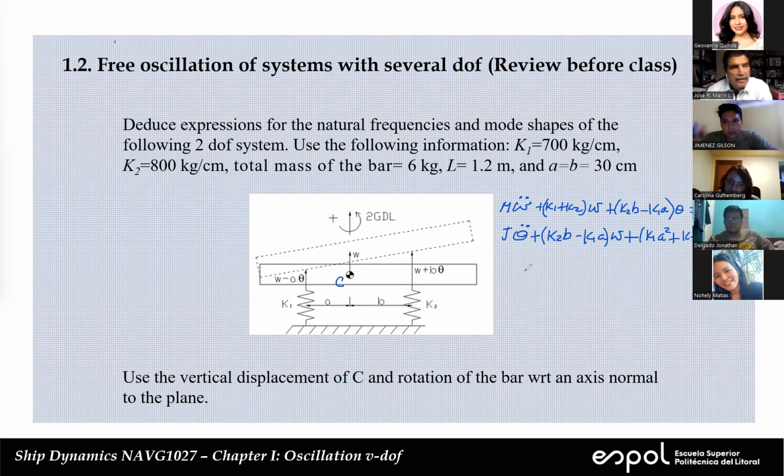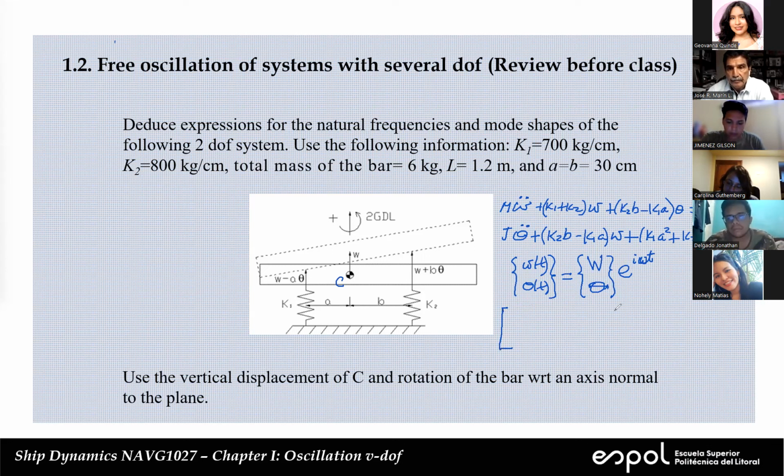Now, what's the next step? So this is the solution. It's a vector. This is the motion of the vertical displacement of the centroid. This is a rotation, since this is a rigid bar. Now, what we do is we say this is an amplitude for both and multiply by e to the i omega t. That's it. We replace it into here. We have something like this.